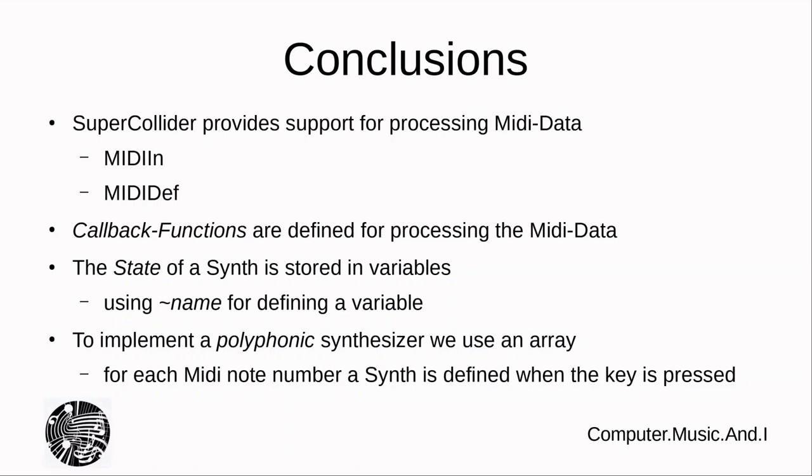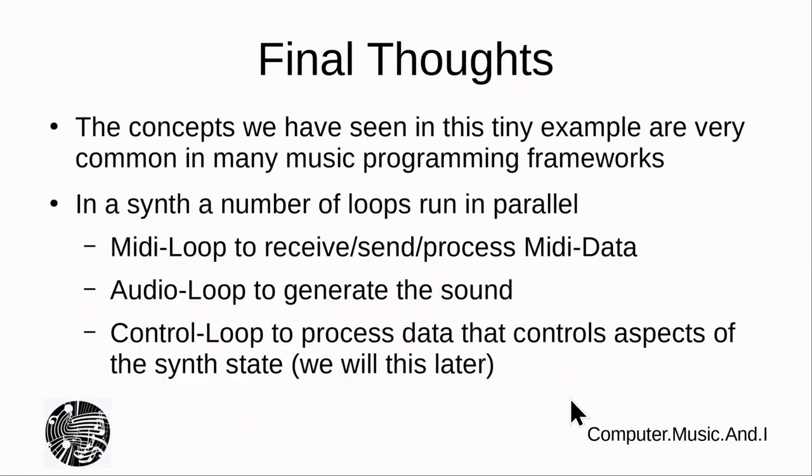And the state of a synth, namely more or less its current configuration, or its sound definition, can be stored in variables, and we've seen that we are able to use global variables, which we define with this tilde in front of the name, and then we can simply use them inside our sketch. In order to implement a polyphonic synthesizer, we use an array. And the idea there is for each MIDI note number, a synth is going to be defined, and this is going to happen when the key is pressed.